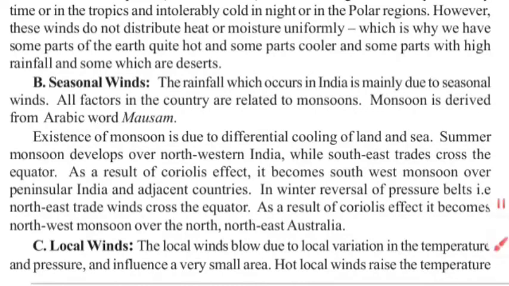The rainfall which occurs in India is mainly due to the seasonal winds. All factors in the country are related to the monsoons, meaning all climatic conditions or weather conditions depend on monsoons. Monsoon is derived from the Arabic word Mawsam. We already discussed this.